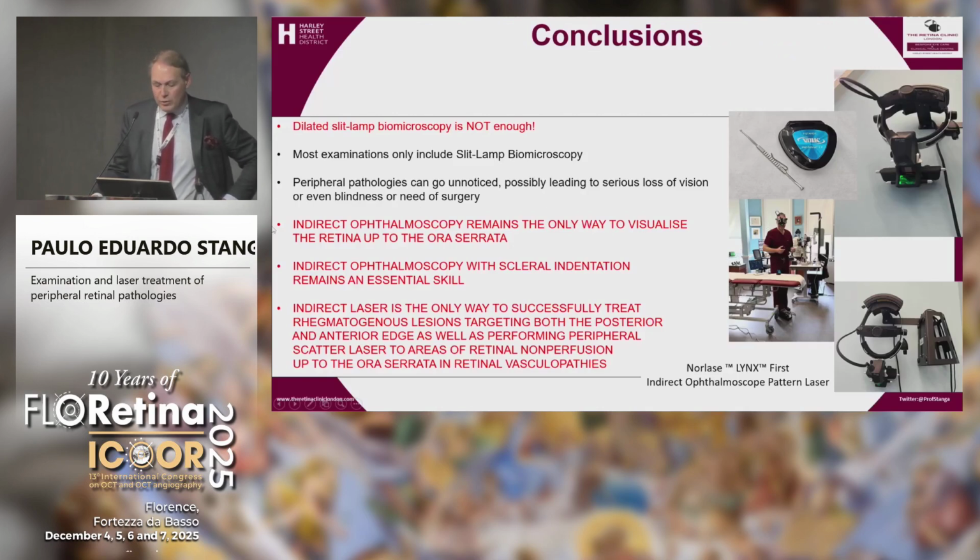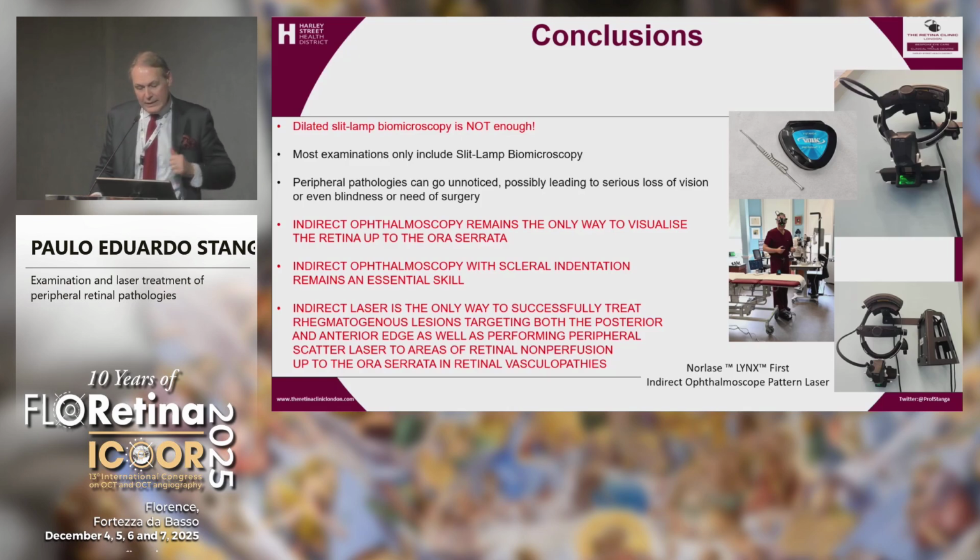So in conclusion, dilated slit lamp examination is not enough. Every day we see at our institute patients that come for a second opinion having had a PVD, and how were they examined? At the slit lamp with a handheld lens. Well, that's the same as going to the optician. They don't need to go to the ophthalmologist if you do the same thing.